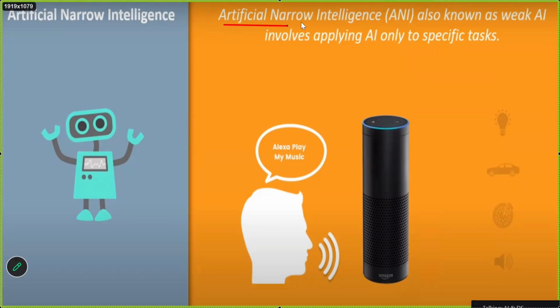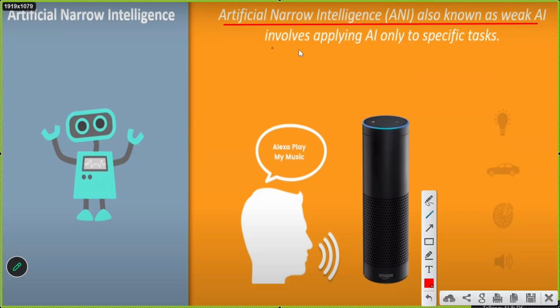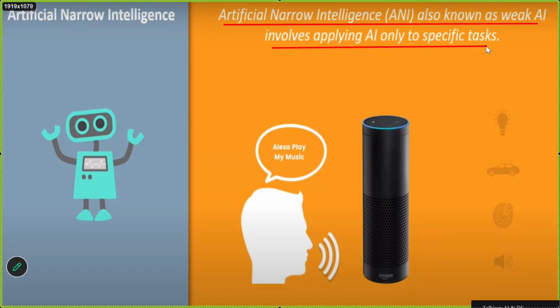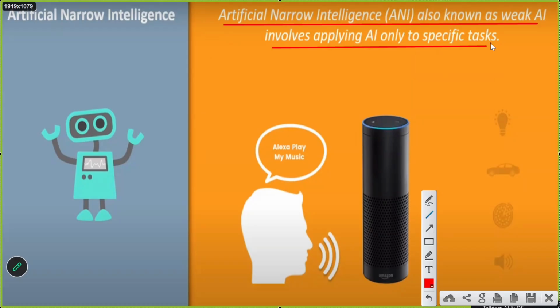Artificial narrow intelligence, also known as weak AI, involves applying AI only to specific tasks. For example, if you see Alexa, if you ask Alexa to play music, it will play the music. That's it. If you ask any query, it will reply to you. But it can't do any task apart from that one. So its task is limited. This is called artificial narrow intelligence.